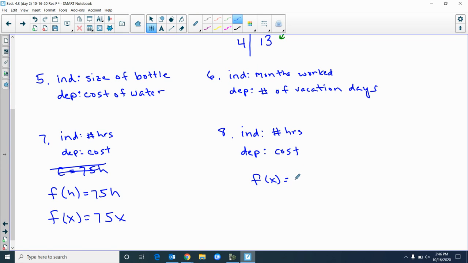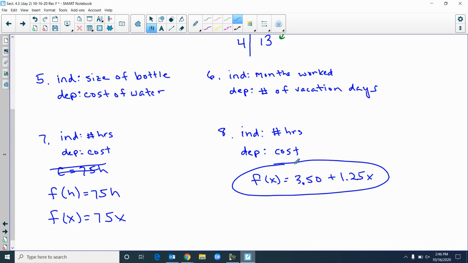It costs $3.50 plus $1.25 per hour. So that would be our final cost there. Okay, that would be your function. All right, that was your homework from last night.